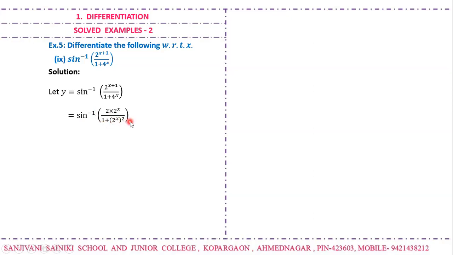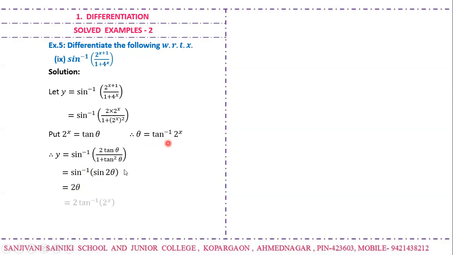Then we will use the substitution 2 raised to x is equal to tan theta. So theta is equal to tan inverse of 2 raised to x. So 2 tan theta upon 1 plus tan square theta is nothing but sin 2 theta. So the sin inverse and sine cancel each other, and then we get 2 theta. But theta is tan inverse of 2 raised to x, and then we will differentiate this with respect to x.